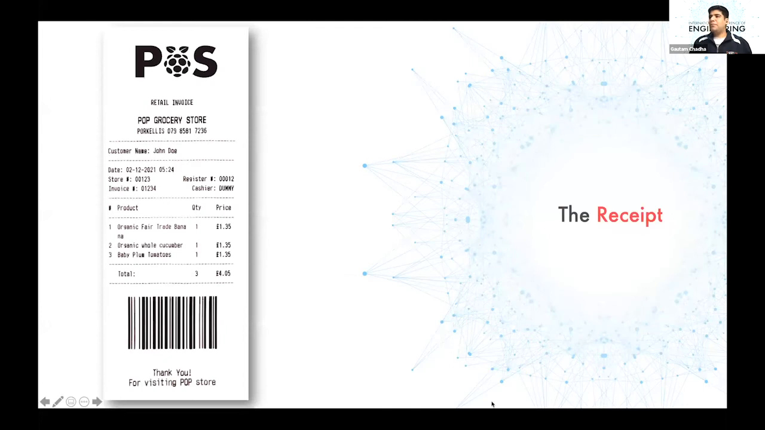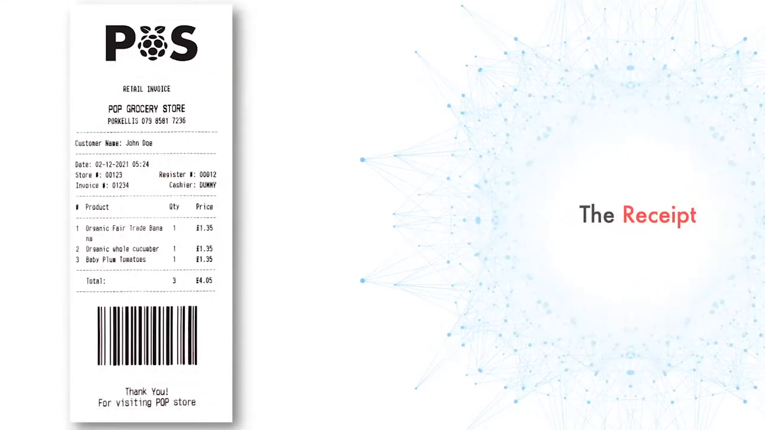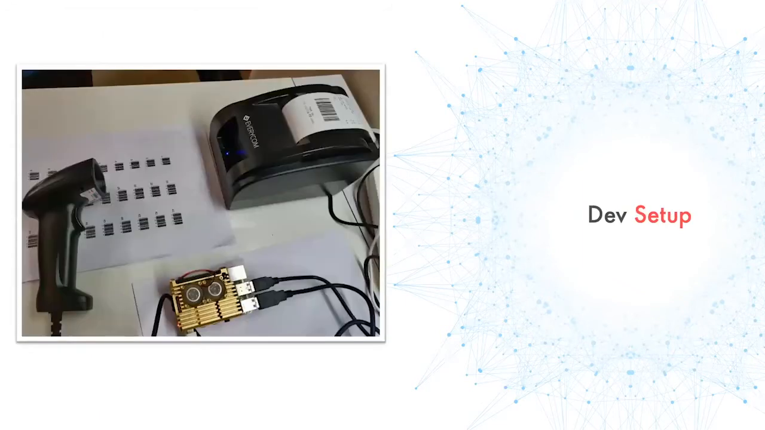Yeah. So Bharat just sent us the receipt, and here it is. This is the receipt that we took, and as you saw, this is the dev setup that we have. We have a Raspberry Pi, a thermal printer, and a barcode scanner. The possibilities of this entire architecture are infinite because of the way it is abstracted.